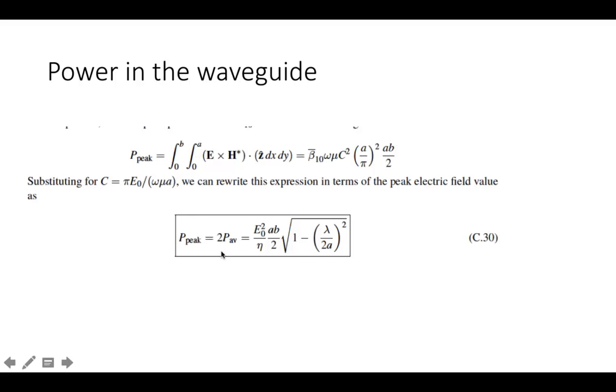If we look at this expression, we can see that the peak power is a function of the peak electromagnetic field, the guide dimensions A and B, the impedance eta, the wavelength, and then here's the guide dimension A repeated again in the square root sign.